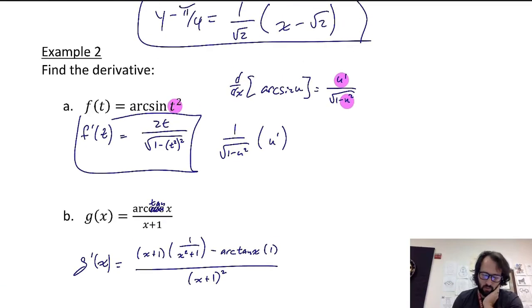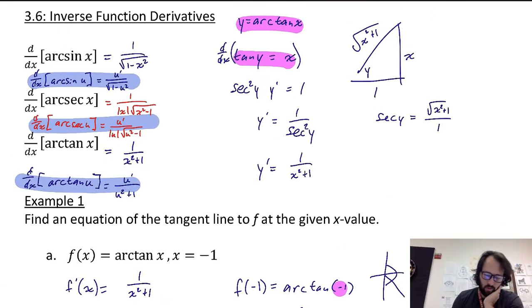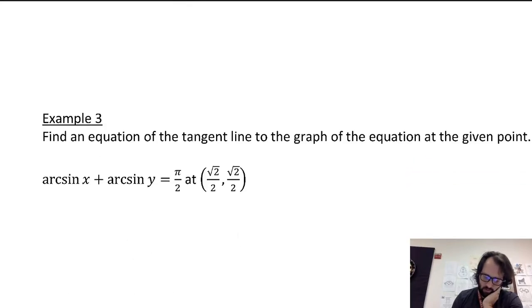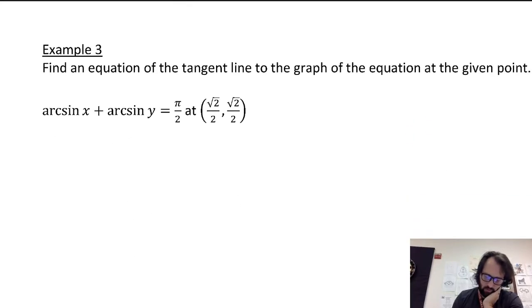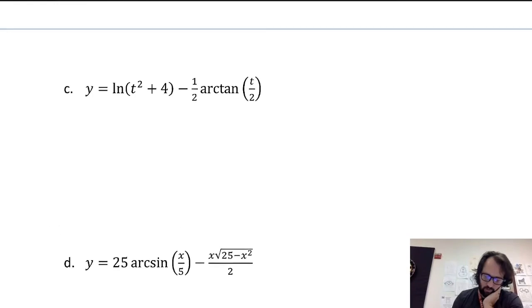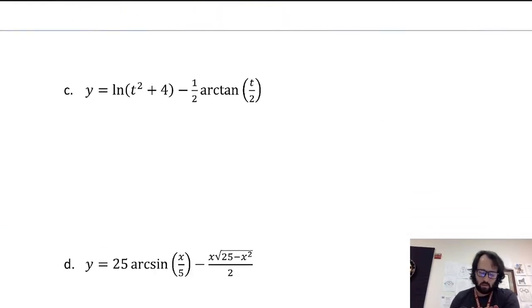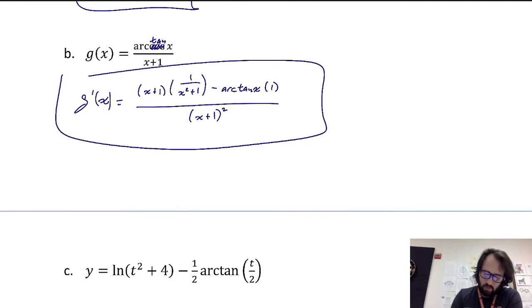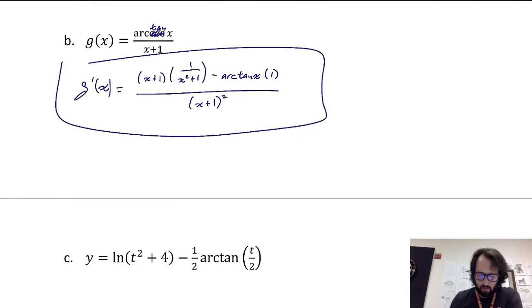Really the three that we're going to stick to are sine, secant, tangent. I should not have written a cosine one. Okay, slip up. All right, but that would be your derivative. I don't expect you to simplify. You don't need to do anything else. That would be your answer.